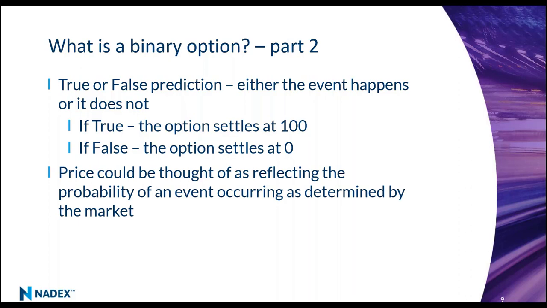Now, what is that price between 0 and 100? You can think of that as roughly reflecting the probability that the event will be true at that moment in time. The market is made up of everyone who wants to trade. There's people who want to buy this because they think it's going to be true. There's people who are going to sell this because they think it's going to be false. And the market comes together and there's a two-sided market.